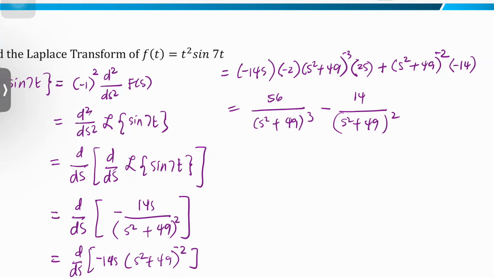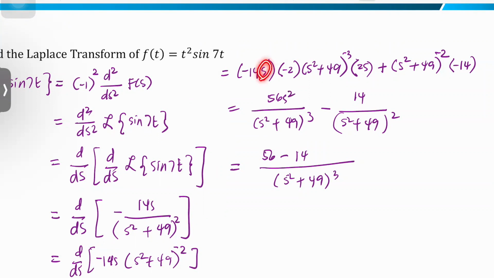I mean, we already got the Laplace transform of the functions that we were given. However, I want to simplify it more, class. So, for the simplification, over (s squared plus 49) cubed, we have here 56 minus 14. Sorry, class, my bad, s squared.